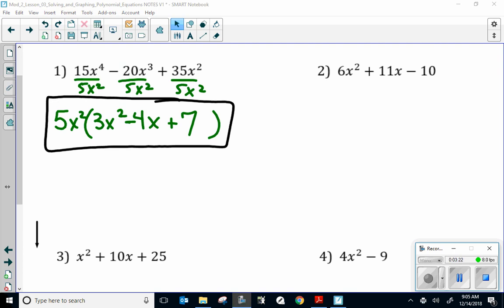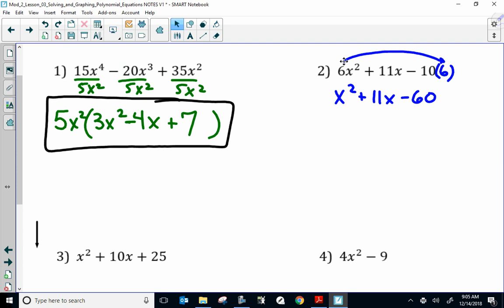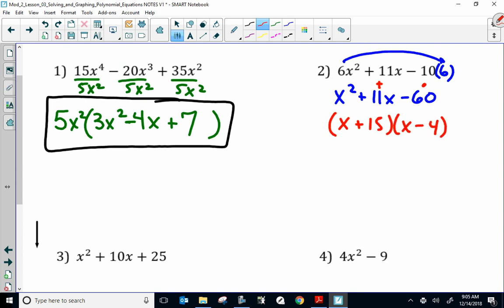All right, so number 2, I can't factor out a greatest common factor, so I'm going to try slip and slide here. 6 times the back, so I have x squared plus 11x minus 60. And again, 2 numbers that multiply to -60 that add to 11. Well, that would be x plus 15 and x minus 4. If I multiply these 2 numbers, I get -60. And if I add them, I get positive 11. And here's where everybody struggles. You brought the front number out with multiplication. I need to bring it back in with division.